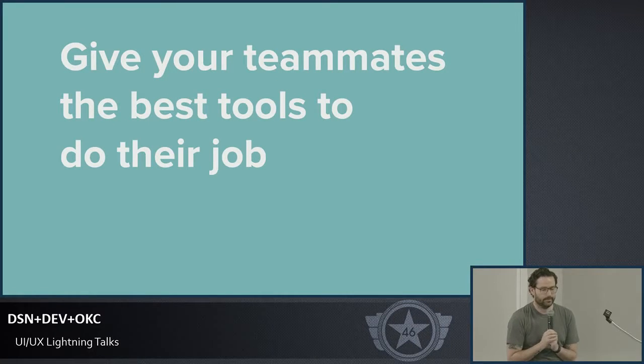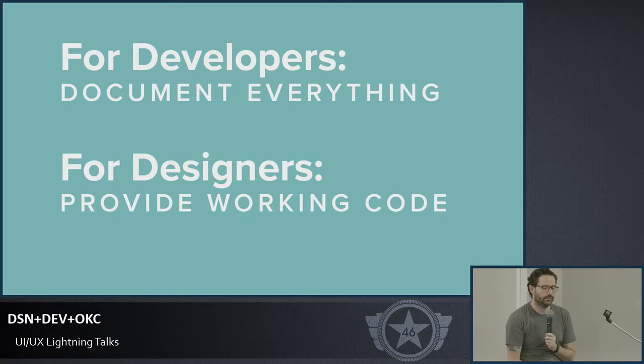And the last tip: give your teammates the best tools to do their job. What I mean by that, for developers, is just to document everything. On the back-end development side of things, that's kind of obvious, but on the front end, that doesn't make as much sense. CSS used to be super simple. You didn't really need to document anything unless you were fixing some stupid IE bug. Nowadays, with preprocessors, Sass, that kind of thing, you're writing more complex functions and mixins, and you want to make it easy for your next developer to understand what you're doing when they come in.